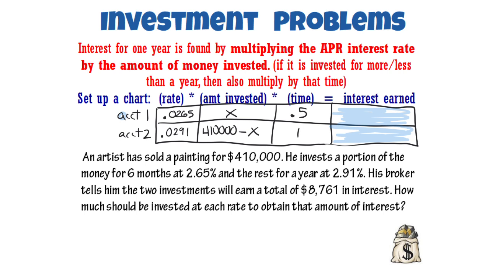Okay, now I'm going to fill in my interest earned box. And I'm just going to take this times this times this. So in my calculator, I'm just doing 0.5 times the 0.0265 number. And I am getting, let me change colors on this.